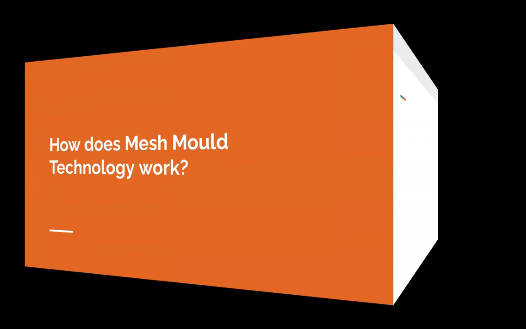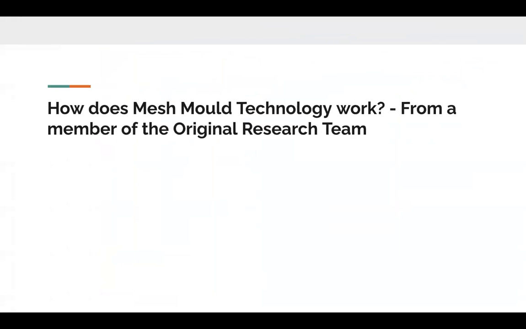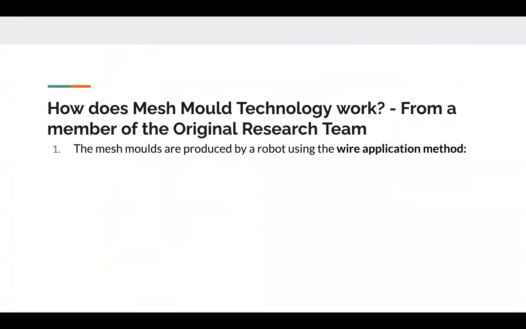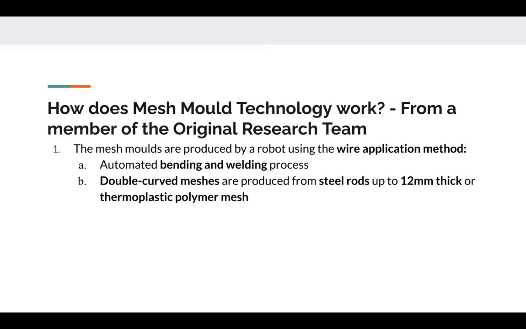So how does mesh mold technology work? This is from a member of the original research team. The mesh molds are produced by a robot using the wire application method. The first part of this process is an automated bending and welding process. This produces double curve meshes from steel rods up to 12 millimeters thick or thermoplastic polymer mesh. So it can either be produced from the steel rods or from the thermoplastic polymer mesh.